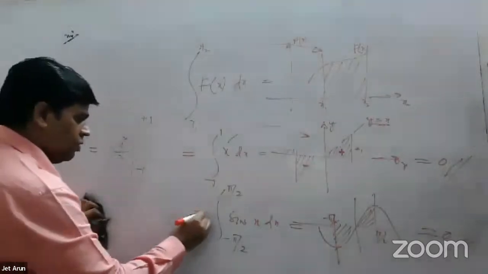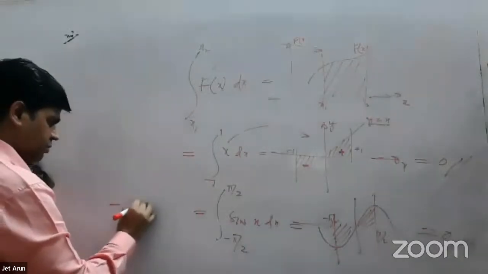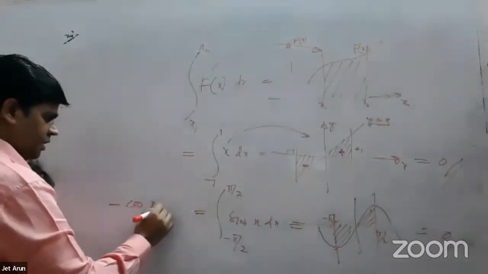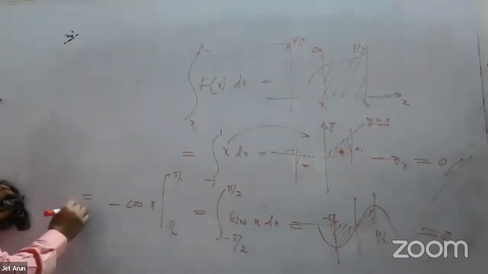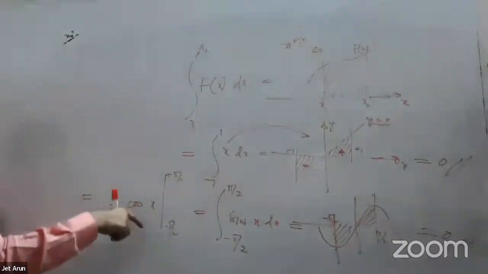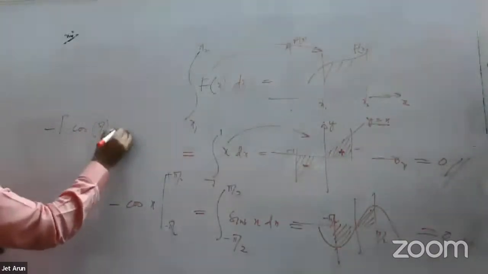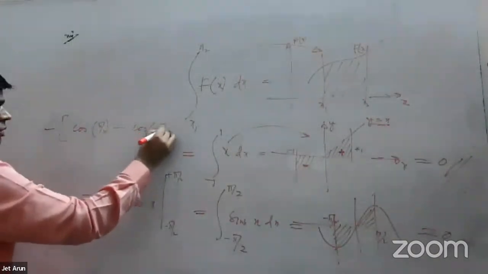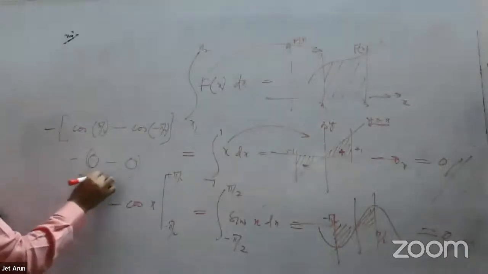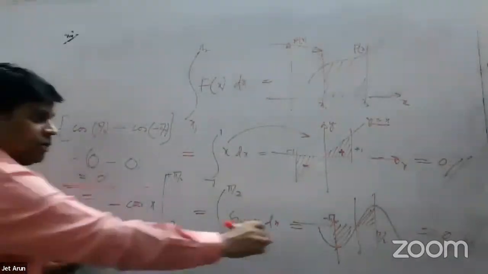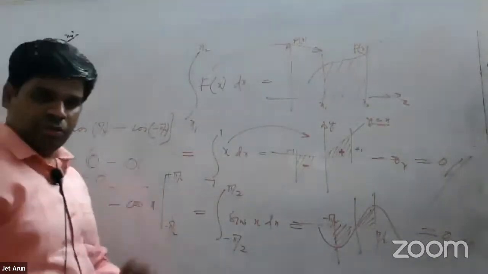Now let us do it with the formula. What is the integral of sin x? Minus cos x, right? Minus cos x under the limits minus pi by 2 to plus pi by 2. Now I substitute the limits, upper limit first, then lower limit. Minus of cos of pi by 2 minus cos of minus pi by 2. What is cos pi by 2? 0 minus 0, minus of that, which is 0. I'm again getting 0. What I got graphically, I got 0, and numerically also, using the formula, I got 0.